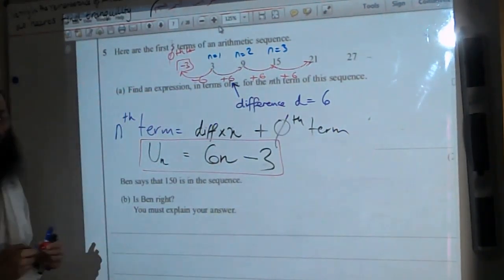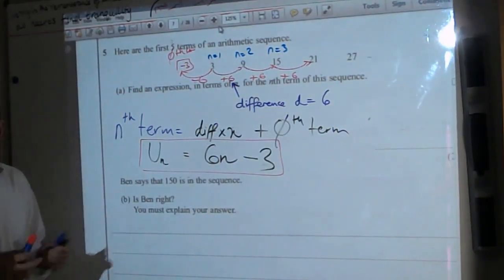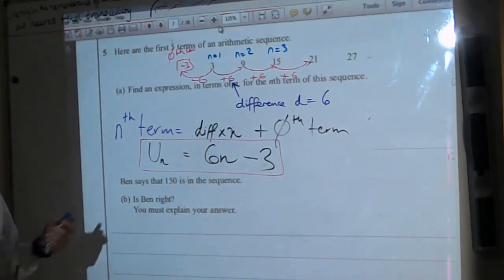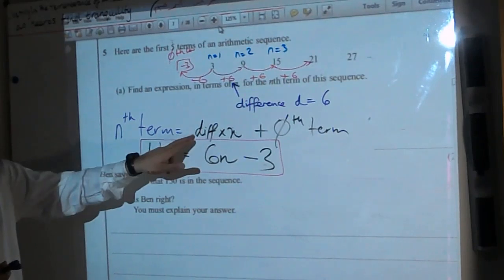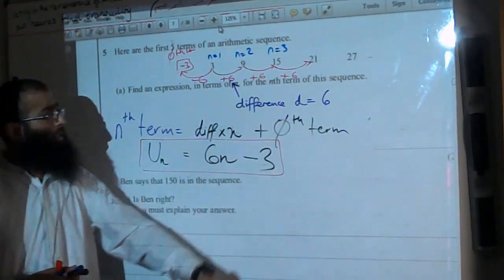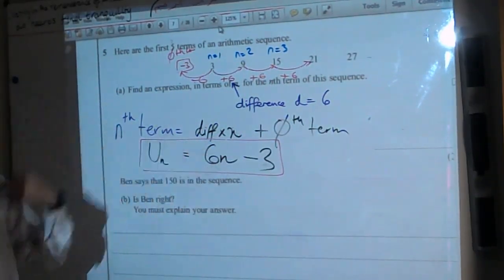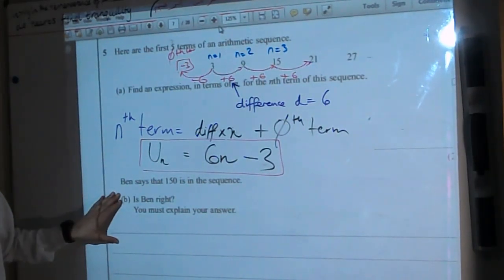So folks, don't think this is the only way to do it. There's lots of different ways of doing this kind of nth term. Teachers are different. That's just a method that I use. So there's no messing about. It's the difference times n plus the 0th term. It's a plus or minus number, so here it's just minus 3. Ready for the next part?